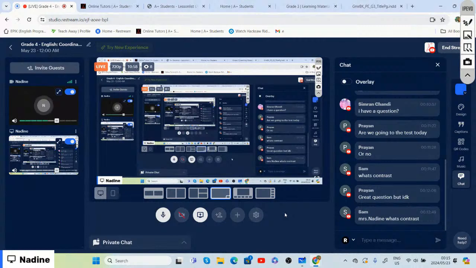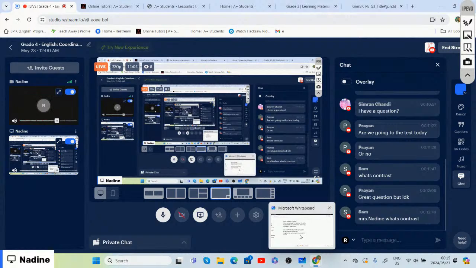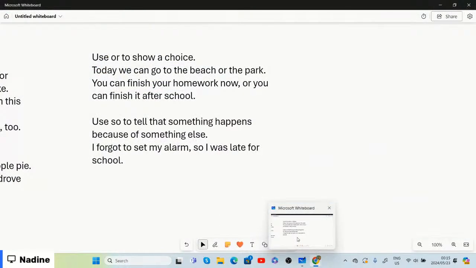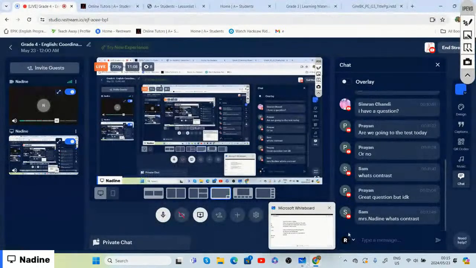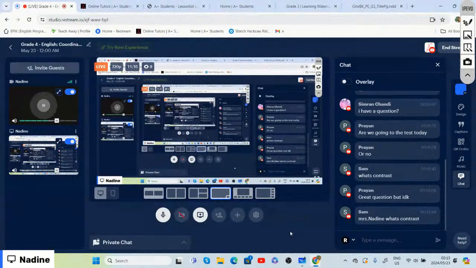Yes, so the question, what is a contrast when we use but? It's almost like something that is different. It's different from something else. That is a contrast.